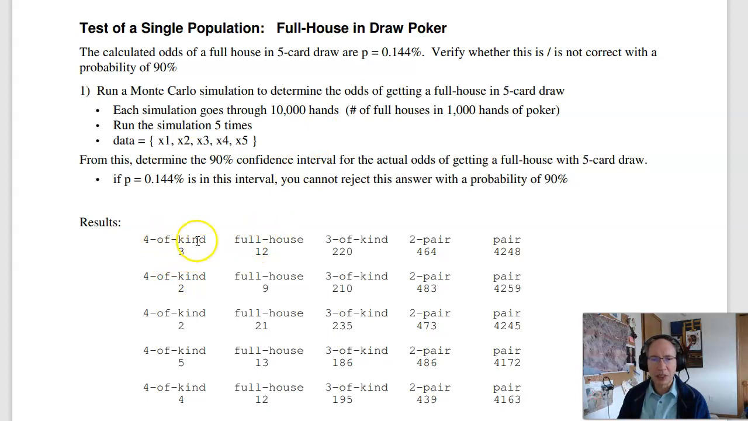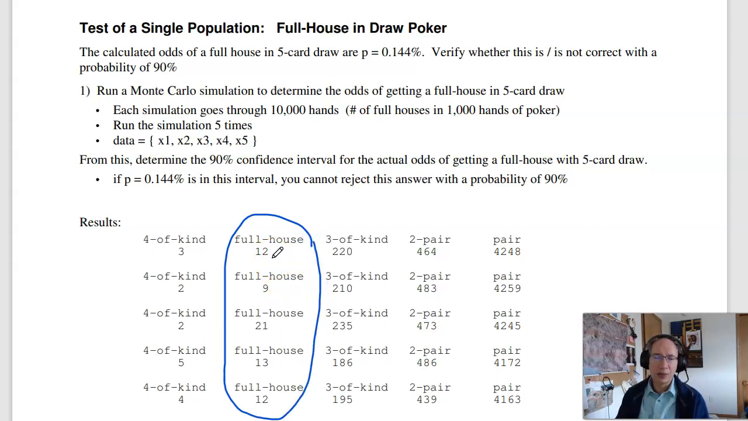So as I run it, it dealt out 10,000 hands, and of those 10,000 hands, 3 were 4 of a kind, 12 full houses, 223 three of a kinds, and so on. The numbers that I care about are right here. So if I run it once, I don't really know much.